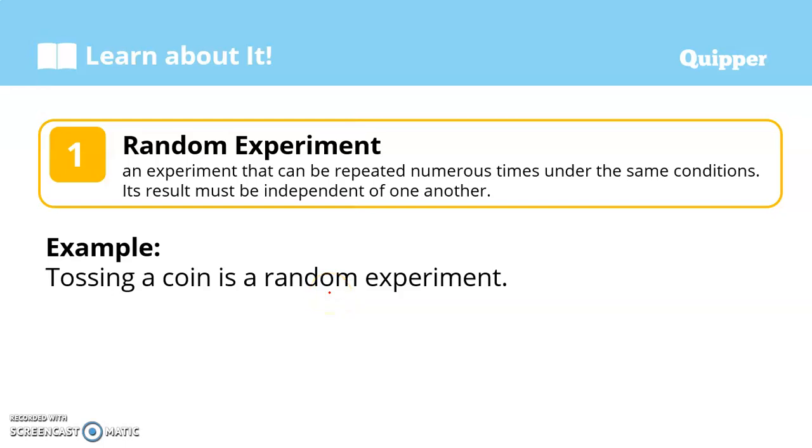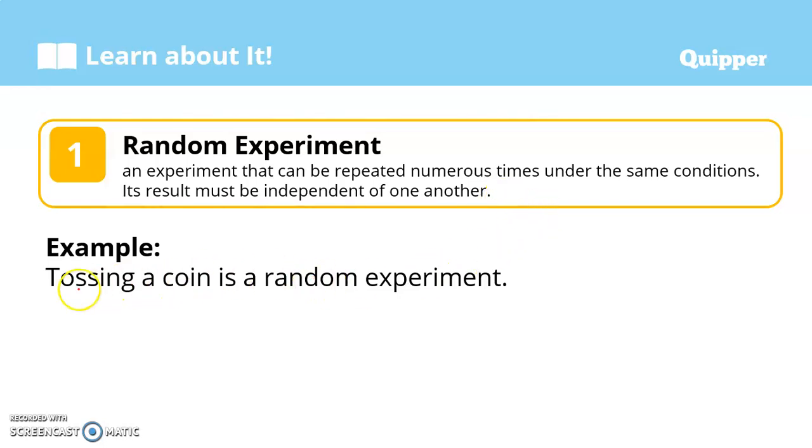In this video, we are going to talk about random variable. So first, random experiment. A random experiment is an experiment that can be repeated numerous times under the same conditions. Its result must be independent of one another.